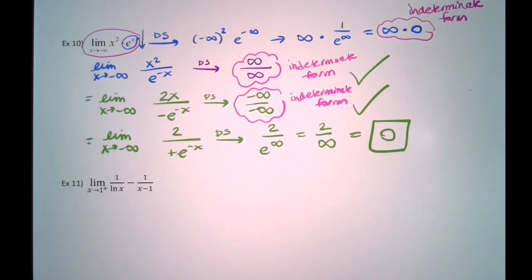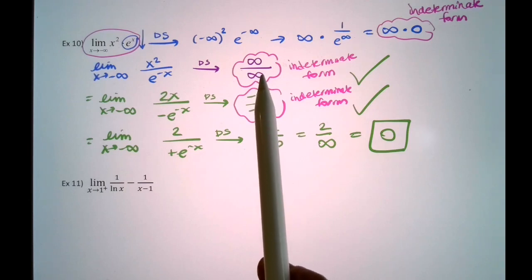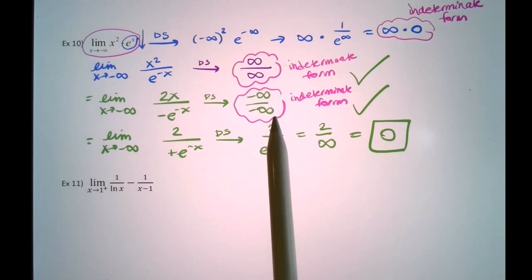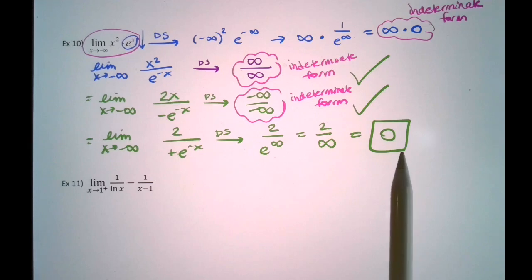I've answered the question. All this other junk was not answering it. 0, infinity over infinity, negative infinity over negative infinity. Those are not answers. 0 is my answer. And I use L'Hopital's rule twice because it satisfied the conditions twice.